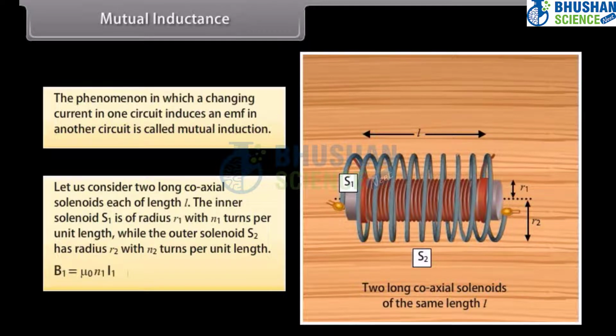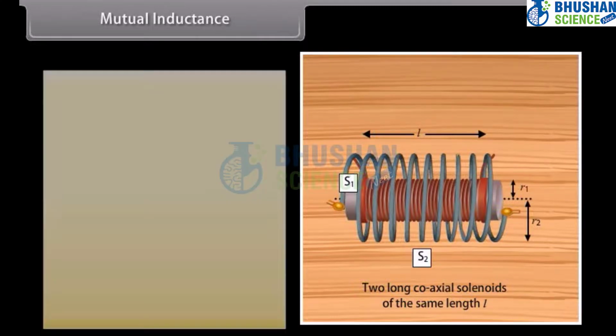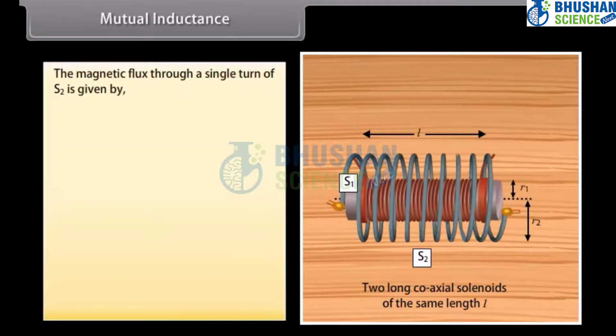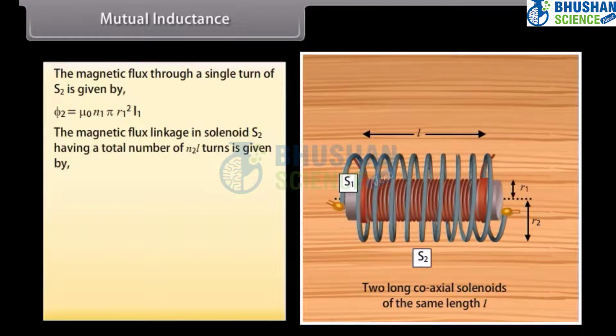B1 is equal to the product of mu naught, N1 and I1. The magnetic flux through a single turn of S2 is given by mu naught N1 pi R1 squared I1. The magnetic flux linkage in solenoid S2, having a total number of N2 L turns, is given by mu naught N1 N2 L pi R1 squared I1.